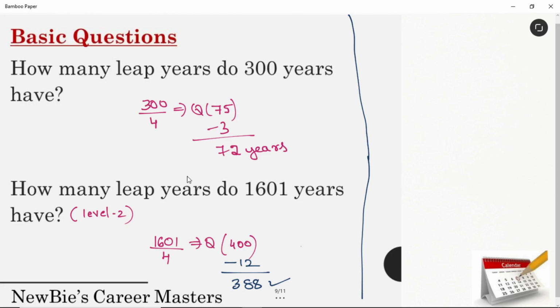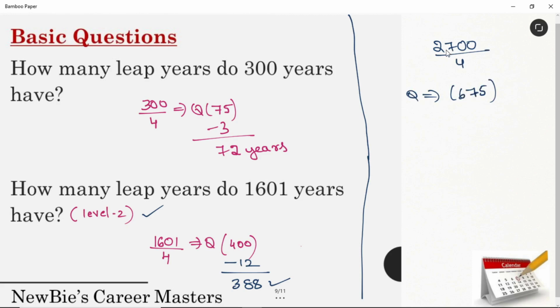We'll take one more example for this level 2 question. I'll take total years as 2700. Now the question is, how many leap years do 2700 years have? What is the first step? Divide this by 4. Take out the quotient. Quotient is 675. Correct? Yes. What do you have to do here?